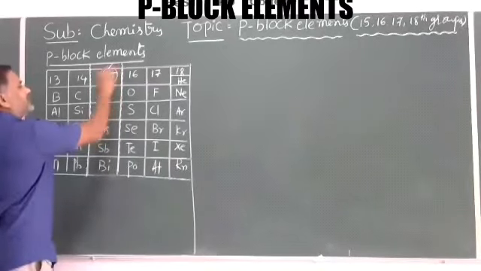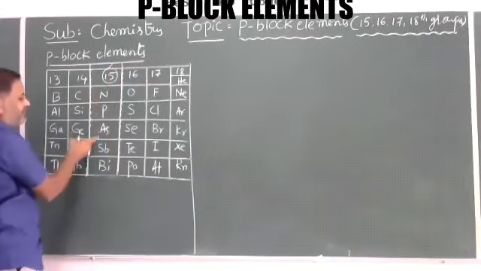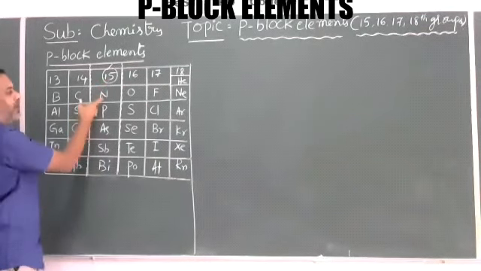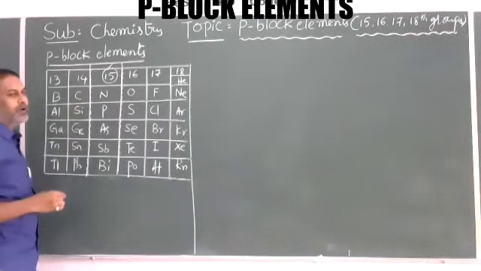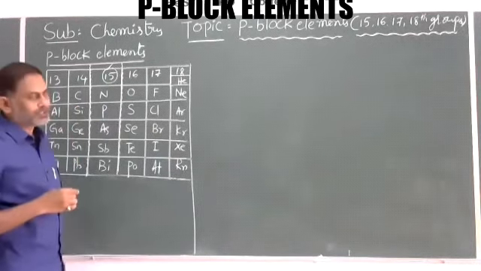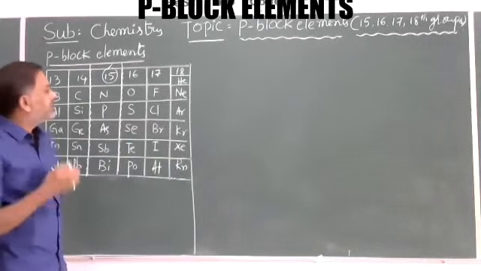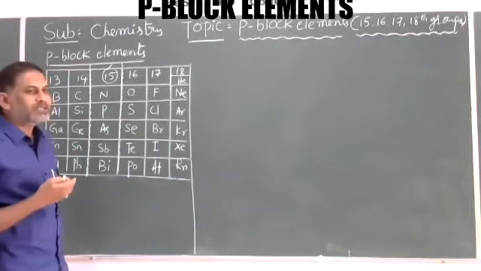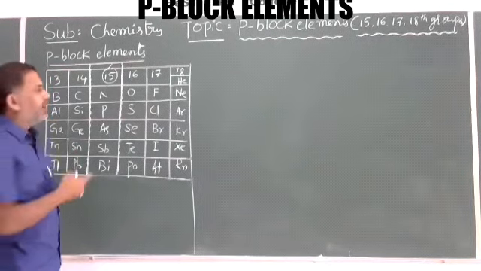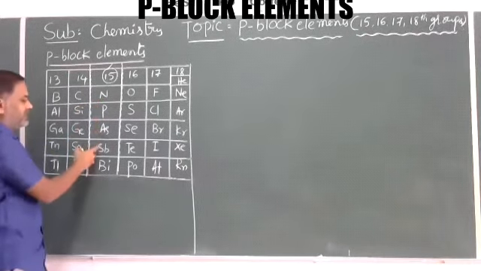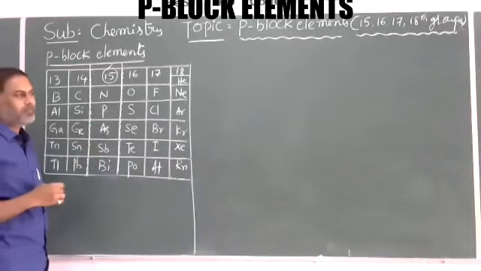The 15th group elements, nitrogen, phosphorus, arsenic, antimony and bismuth, are collectively called the 15th group or nitrogen family. These are called pnictogens. Why are these called pnictogens? Because such compounds or molecules create suffocation, and their compounds are called pnictides: nitrogen compounds, phosphorus, arsenic, antimony and bismuth compounds.